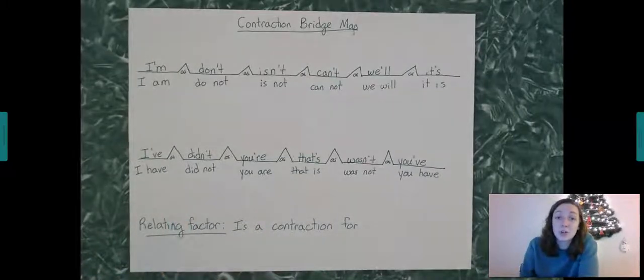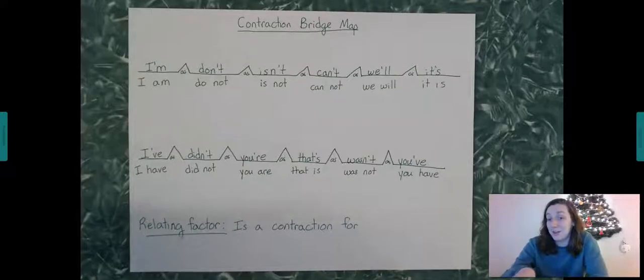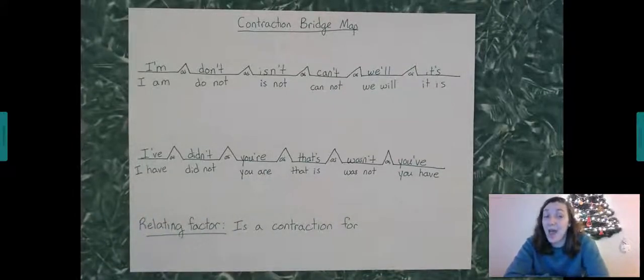Okay, so how you would read this contraction bridge map, you would say, using the relating factor, I'm is a contraction for I am, as don't is a contraction for do not, as isn't is a contraction for is not, as can't is a contraction for cannot, as we'll is a contraction for we will, as it's is a contraction for it is, as I've is a contraction for I have, as didn't is a contraction for did not, as you're is a contraction for you are, as that's is a contraction for that is, as wasn't is a contraction for was not, as you've is a contraction for you have.